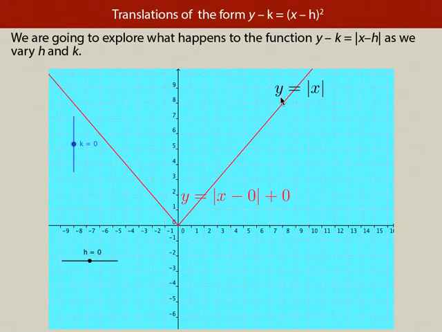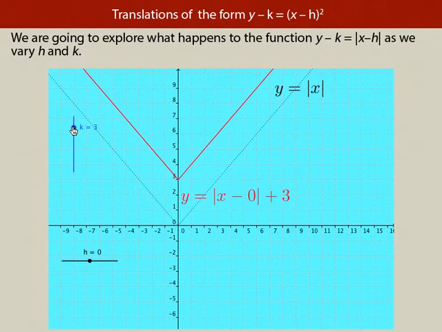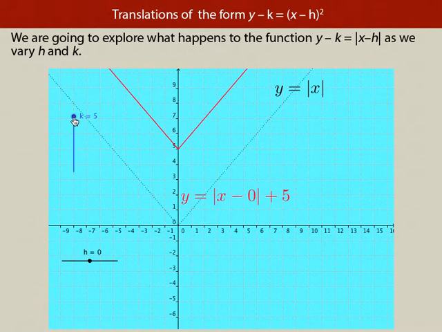Now I've got the base function here, y equals absolute value of x, and I'm going to vary k and h. Let's do k first. Notice that as I move k up from 0, it goes up to 1, the graph moves up 1, 2, 3, 4, 5. So that's y equals absolute value of x plus 5, and it's 5 up.